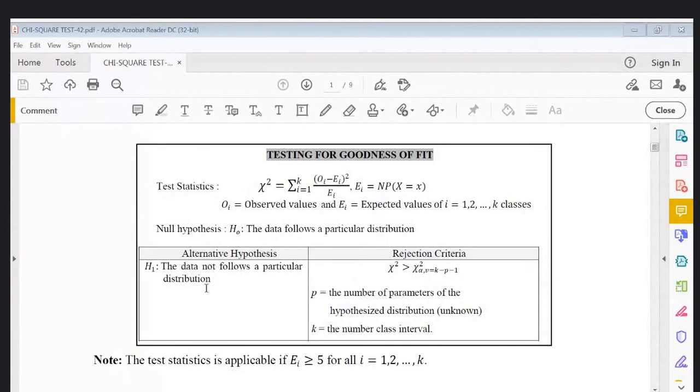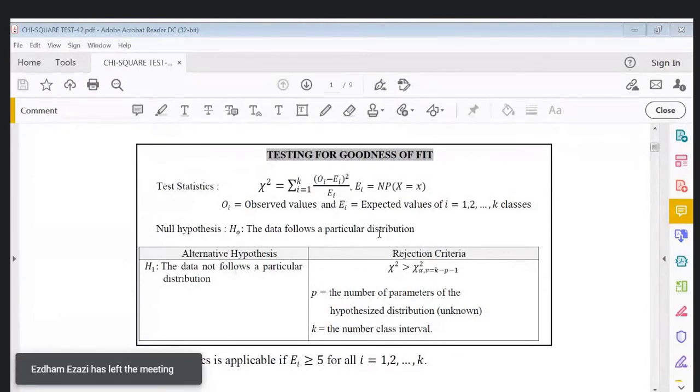H0 is the data follow the particular distribution. For example, if you want to test whether the data is binomial, H0 is the data follow a binomial distribution, and H1 is the data do not follow a binomial distribution, and so on. P is the number of parameters of the hypothesized distribution.